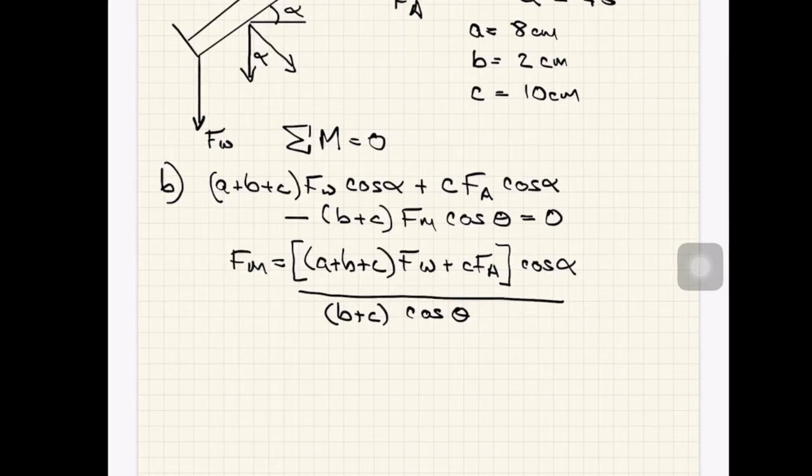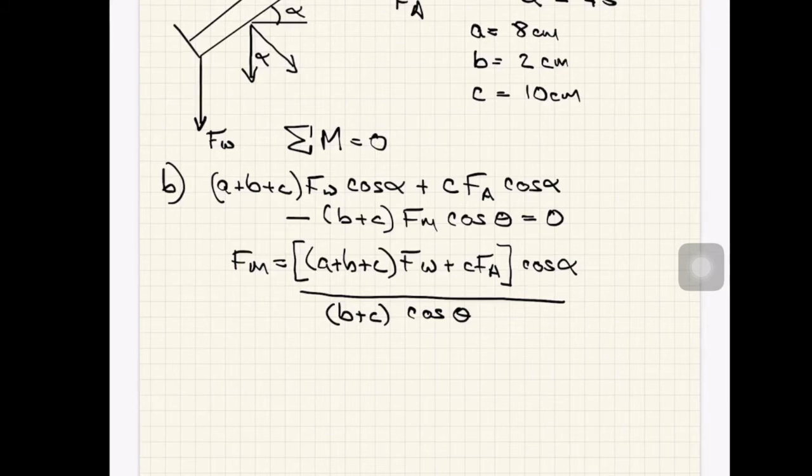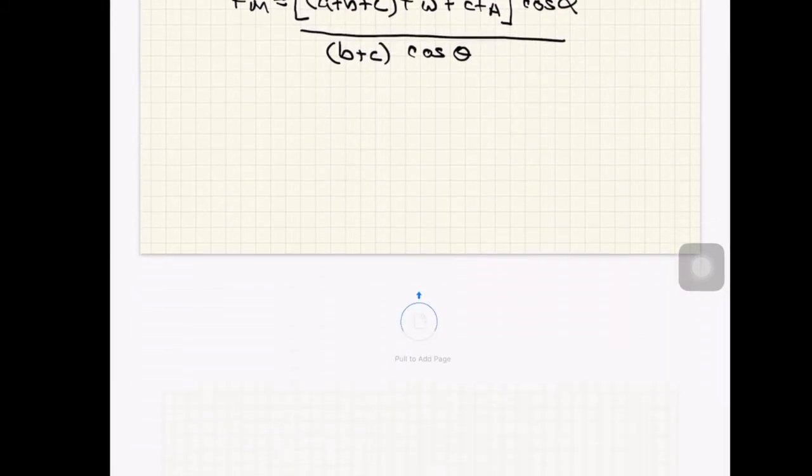So this is the part where you really have to take your time, stop, look at it, and check in with yourself and make sure that, okay, I've got A plus B plus C times Fw. That makes sense. I've got Fa times the length C. I've got those two cosine alpha factors. So just make sure that everything makes sense with regard to the conventions and the situation in front of you. Because if you get this right, the rest will fall into place.